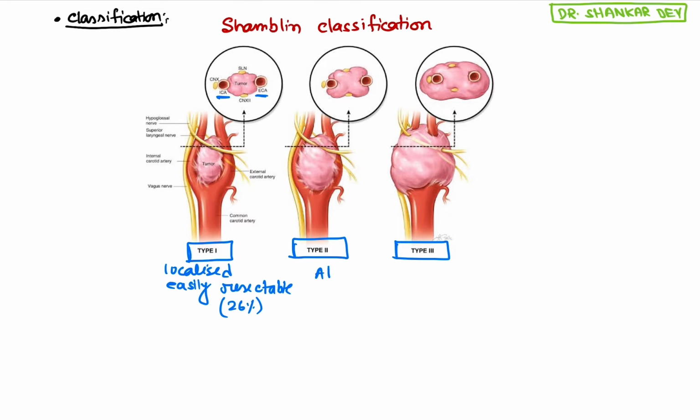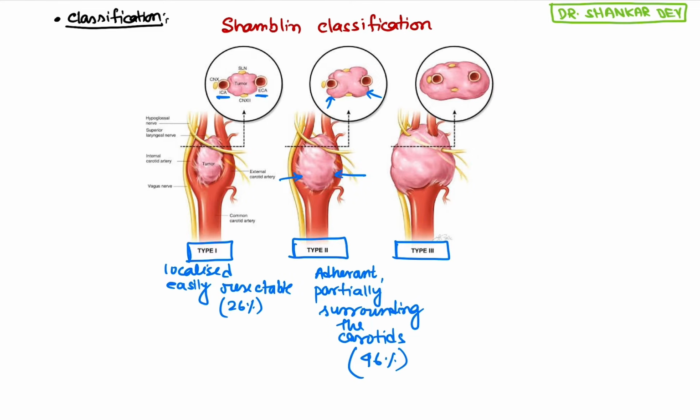In type 2, it is adherent to either internal or external carotid artery. It is partially surrounding the carotid arteries. It is the most common type of carotid body tumor, type 2, seen in 46% cases. As you can see, it is partially surrounding the common carotid and external and internal carotid arteries. It is adherent.